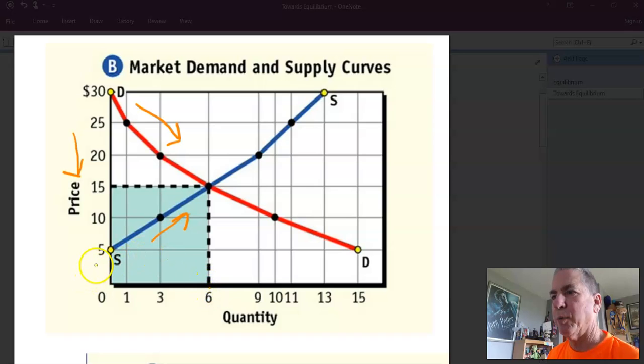And then it's just the opposite for the supply curve. As the price goes up, the amount supplied will go up. So at $5, there's nothing supplied here. At $10, there is a quantity of 3. And then as we move up in prices here at $25, we're way over here. Work down, and then we're at a supply of 11.